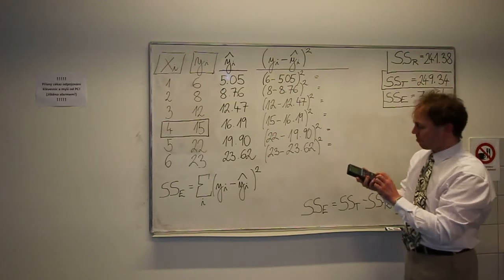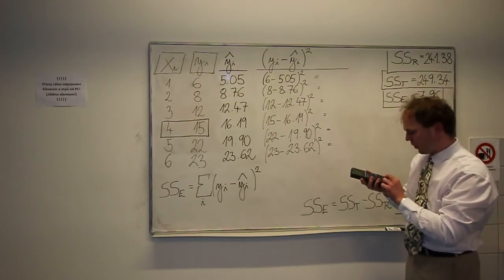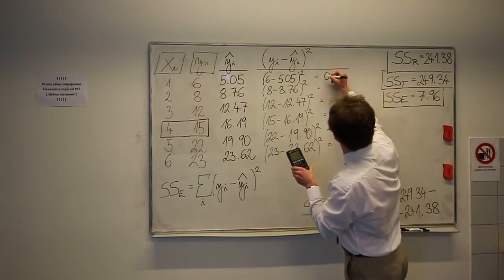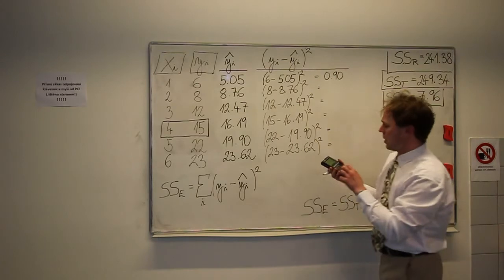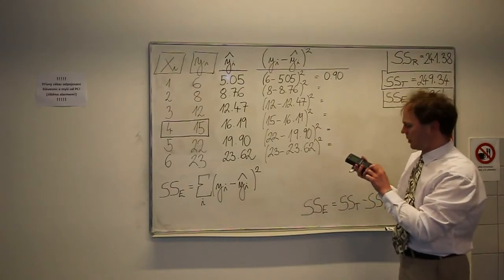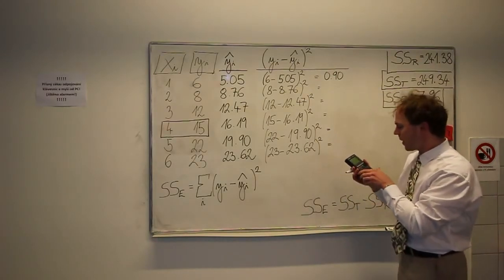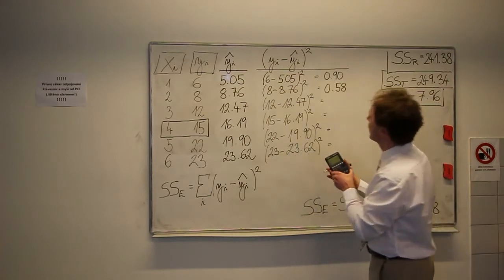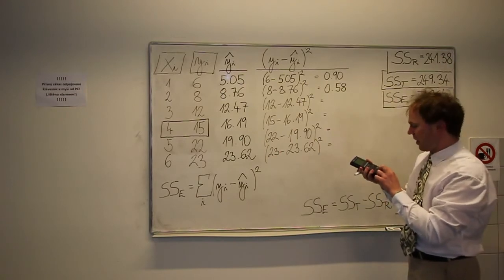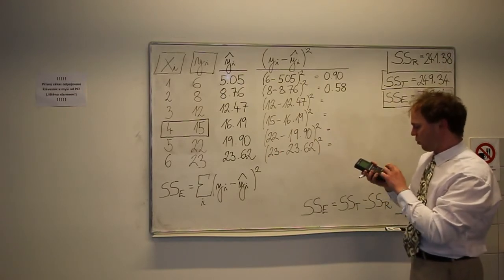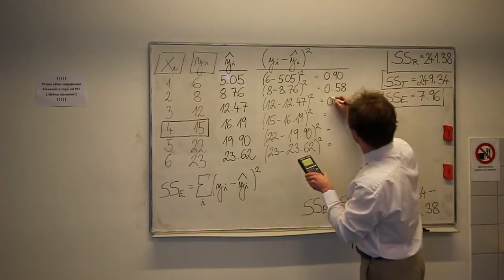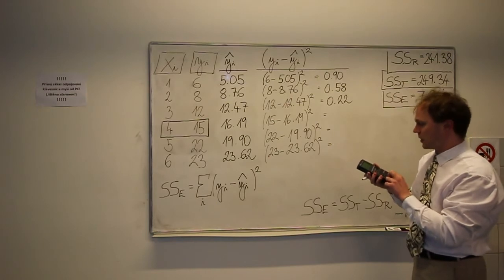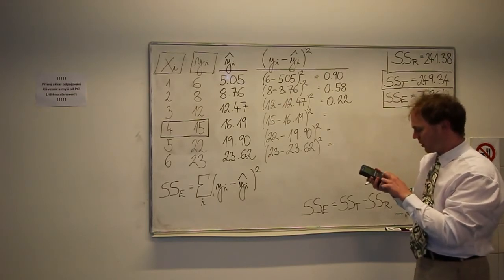So we can do this. 6 minus 5.05 squared is 0.90. 8 minus 8.76 squared is 0.58. 12 minus 12.47 squared is 0.22. 15 minus 16.19 squared.